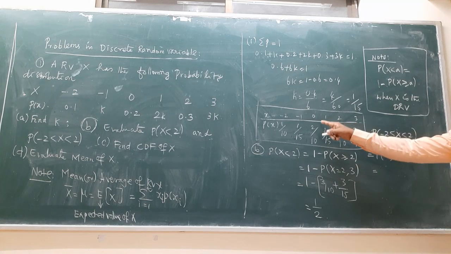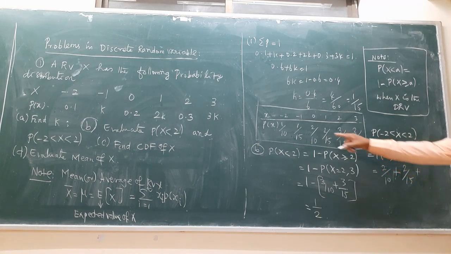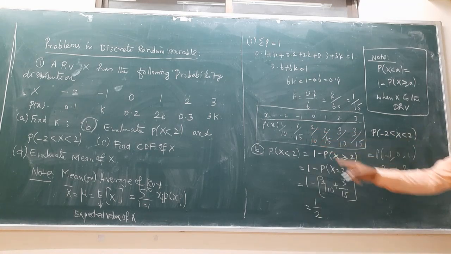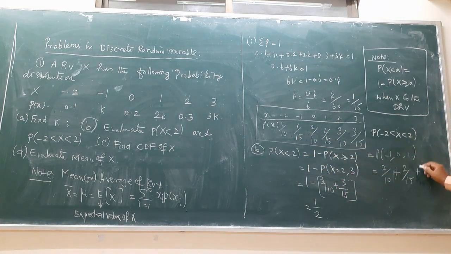So we have to add these probability values: 2 by 10 plus 2 by 15 plus 3 by 10. That is equal to 2 by 5.